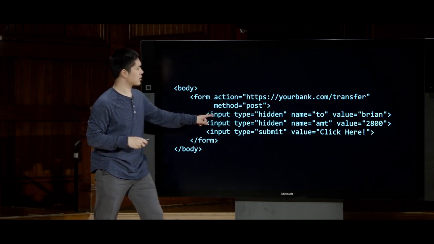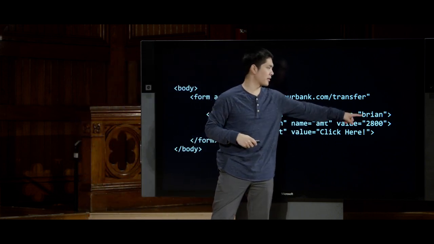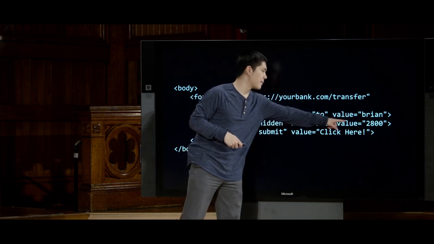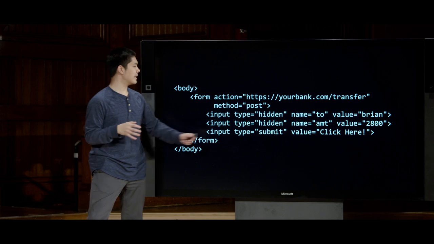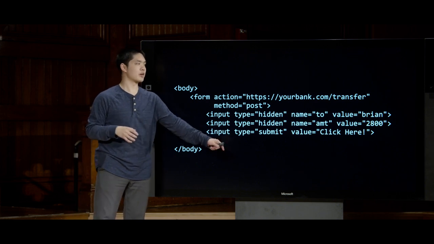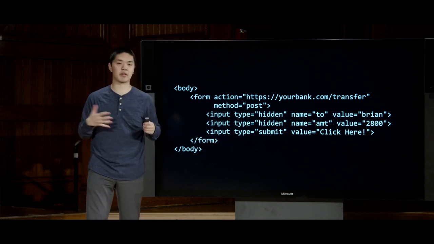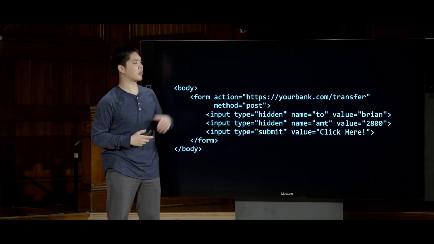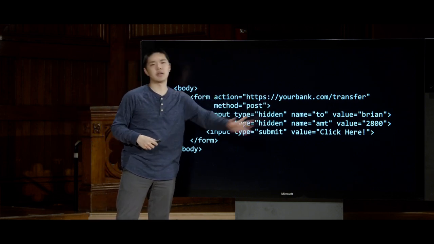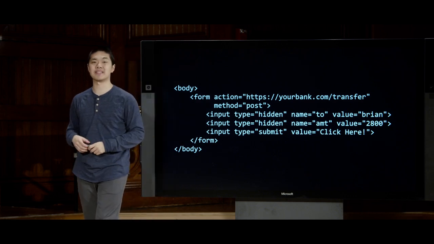Here there's a hidden input whose name is to, meaning the person I'd like to transfer money to. Here's the amount, the value that I would like to transfer. And all the user is going to see is a button that says click here. They're not going to see either of the input fields because they're hidden. But if they do click the click here button, well, then suddenly they're going to be submitting a post request to the bank and initiating some transfer when they didn't intend to.